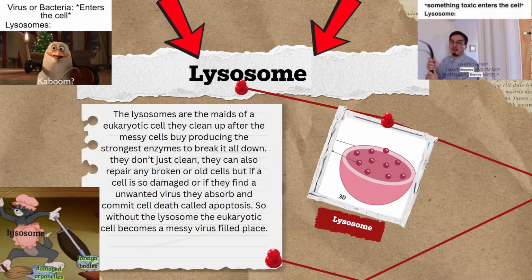The lysosome. Lysosomes are the maids of the eukaryotic cell. They clean up after the messy cells by producing the strongest enzymes to break it all down. They don't just clean, but they also repair any old cells if a cell is damaged, or if they find an unwanted virus, bacteria, and etc. They absorb it and commit cell death called apoptosis. So without the lysosome, the eukaryotic cell becomes a messy virus-filled place, which is no bueno.